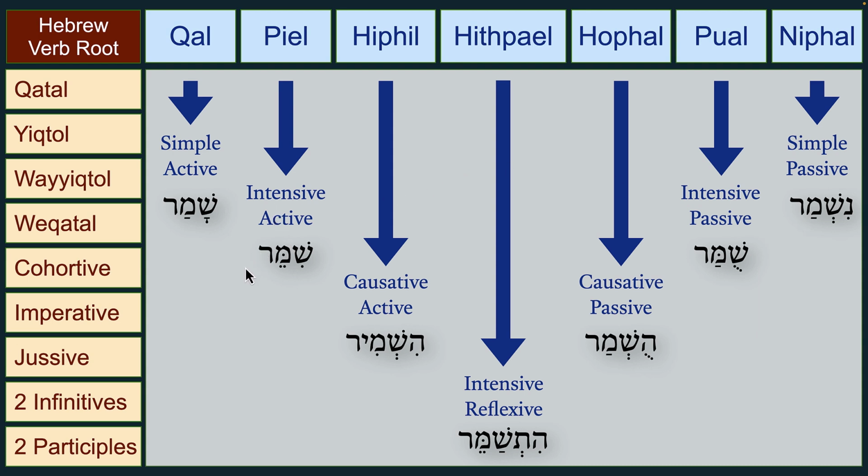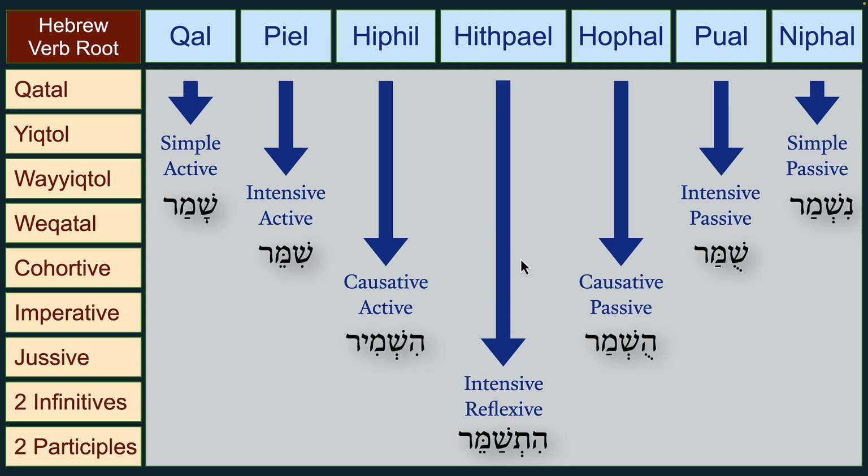Intensive active means this verb is not simple, but it is a bit intensive. And here it is piel shimmer. We don't say shamar. If you say shimmer, if you note it, most of the differences are basically down to the vowels. Sometimes some additional letters will be added, but they are primarily due to the difference in vowels. Piel is shimmer. Hifil is a causative. Now these three are active. Those three are passive. Nifal, pual, hofal are passive. Kal, piel, hifil are active.